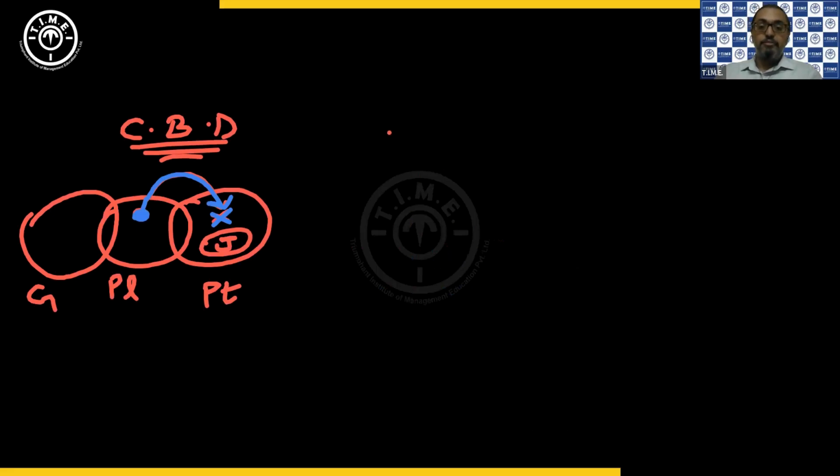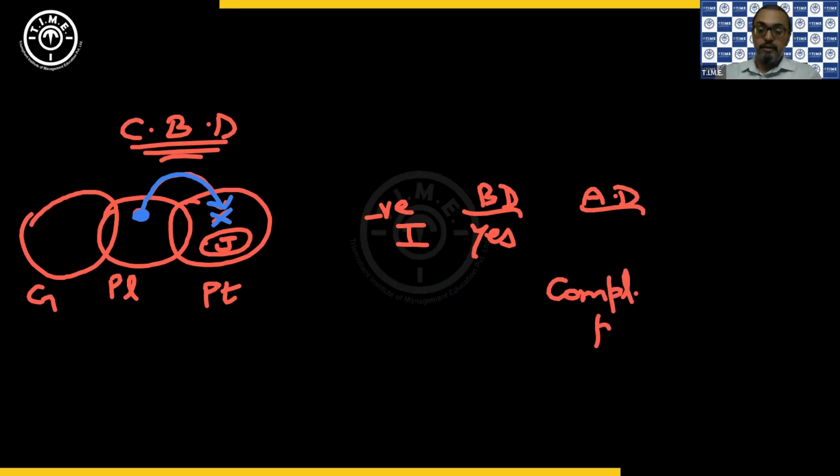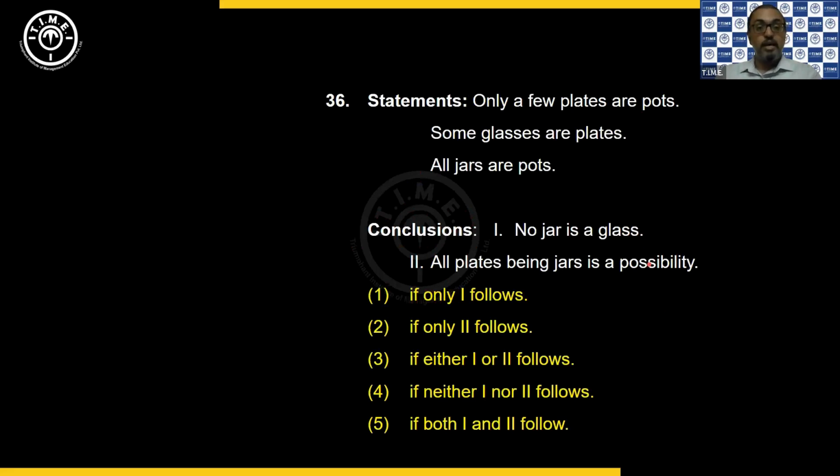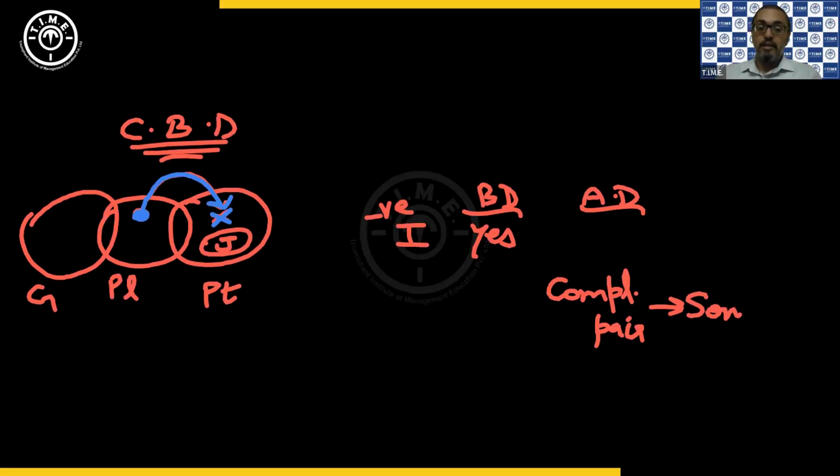Correct. The first one, which is a negative conclusion, is a yes in the basic diagram. No jar is a glass. Jar is separate, glass is separate. That means that we are allowed to go to the alternate diagram and take a complementary pair. And the complementary pair for no jar is a glass is some jars are glass.